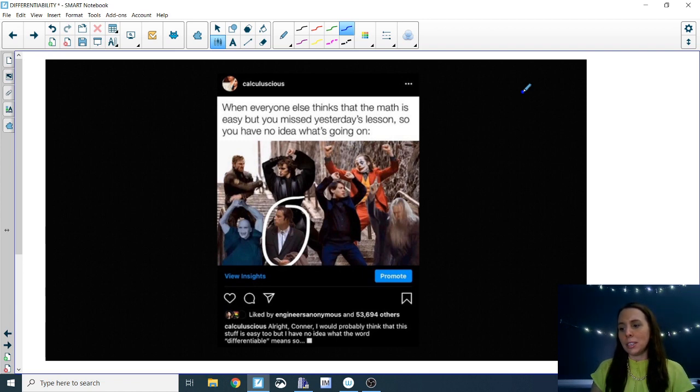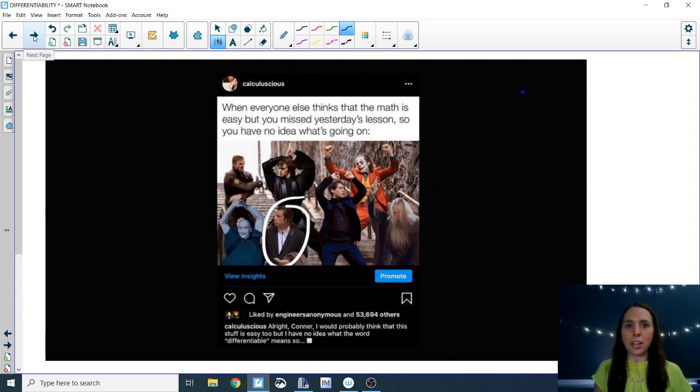I made this meme after hearing the quote that I have at the bottom in my caption. It's an actual quote from my classroom. I overheard a student say, "All right, Connor, I would probably think that this stuff is easy too, but I have no idea what the word differentiable means." And I was like, yeah, I'm going to make a meme from that. So I guess it was a pretty relatable one too. Look at that. Yay. All right, enough with the stories.